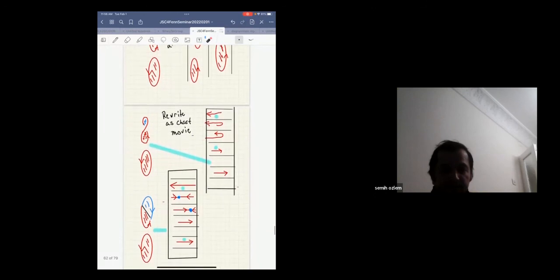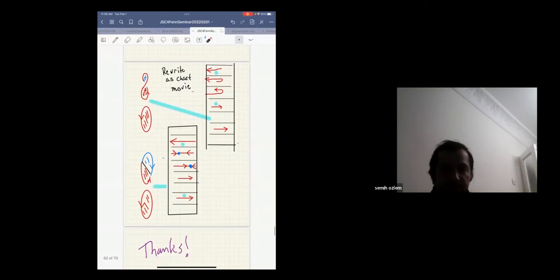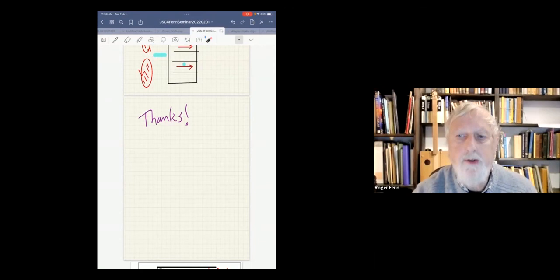And so, for example, if you look at this, you can rewrite it as a chart movie where the space between here is just empty. And this is what the chart movie looks like in terms of solipses. And there is a thanks here, so I think I'm done. Thanks very much, Scott. Are there any questions?